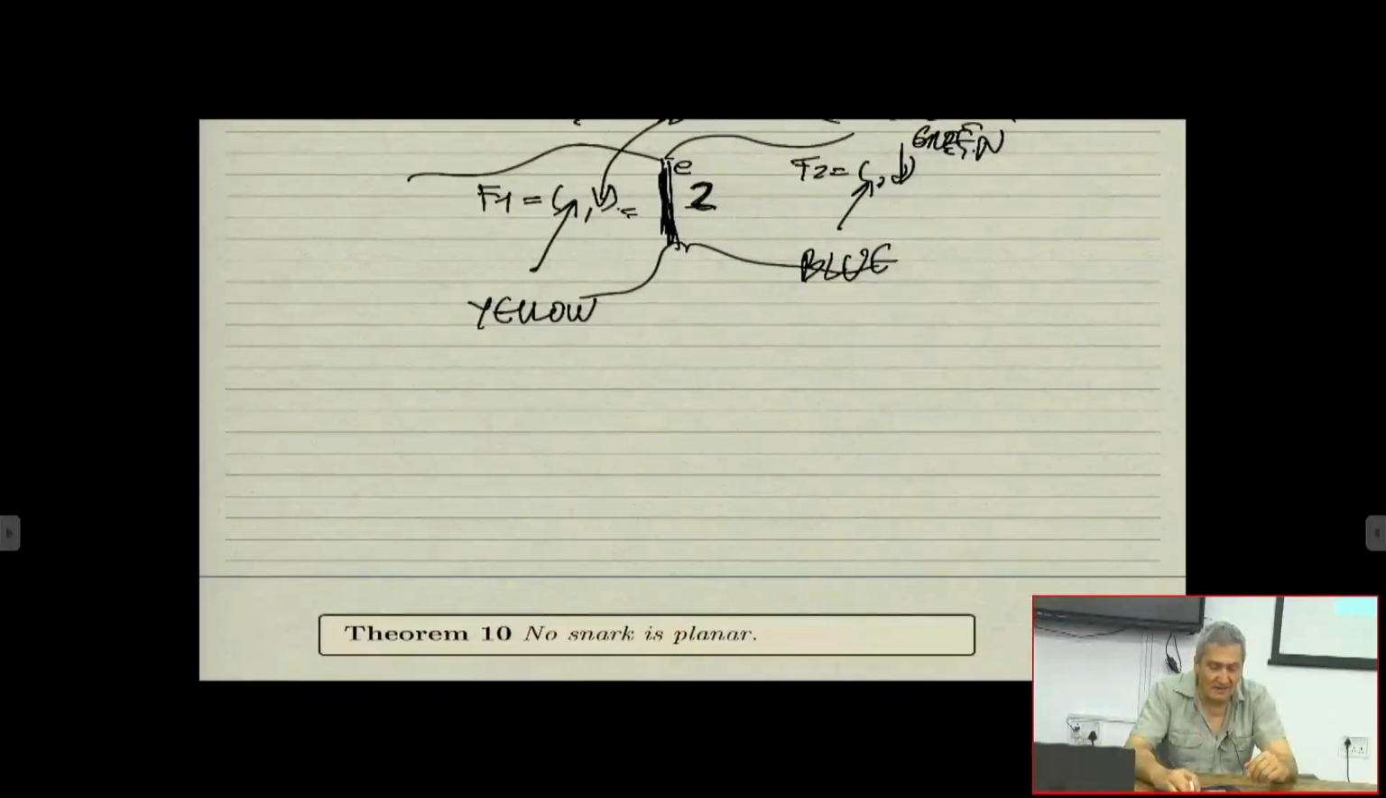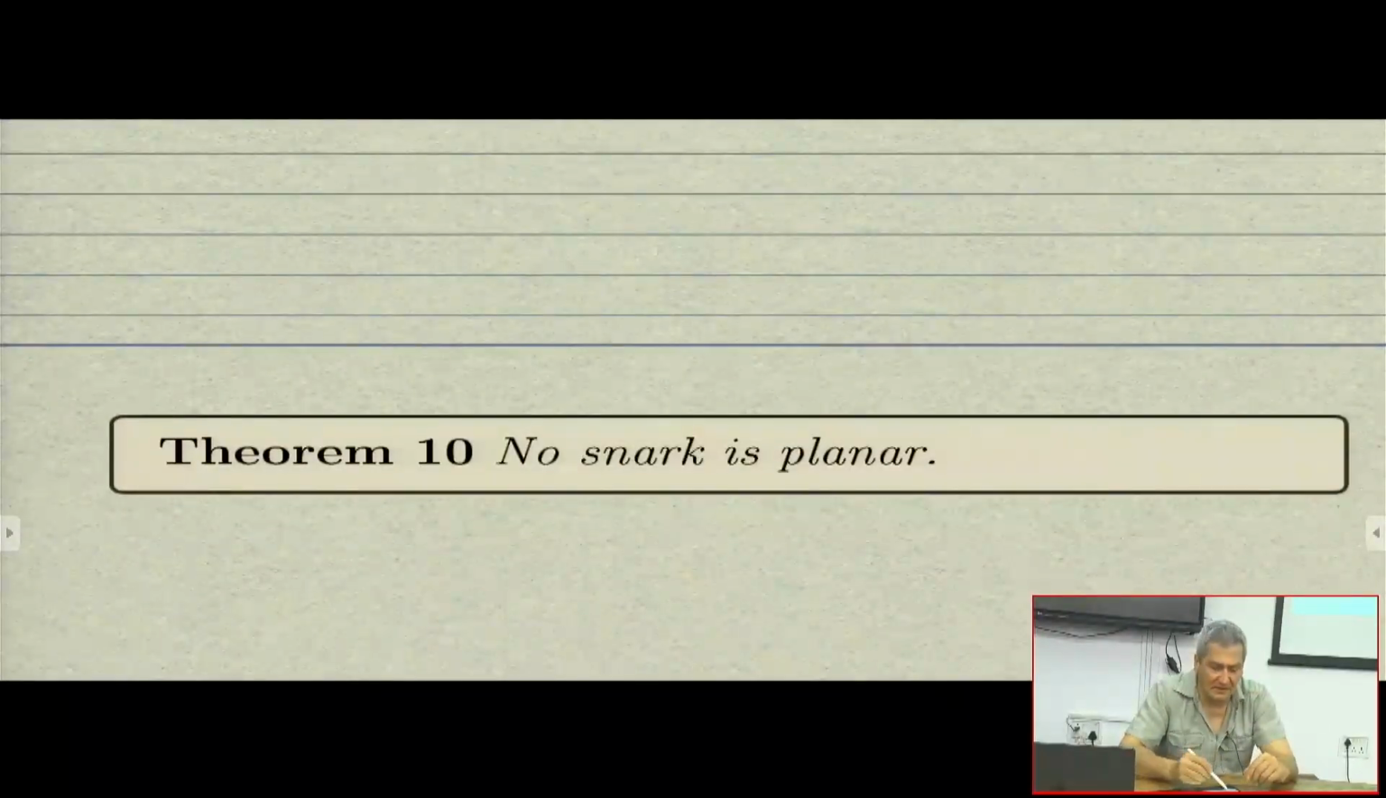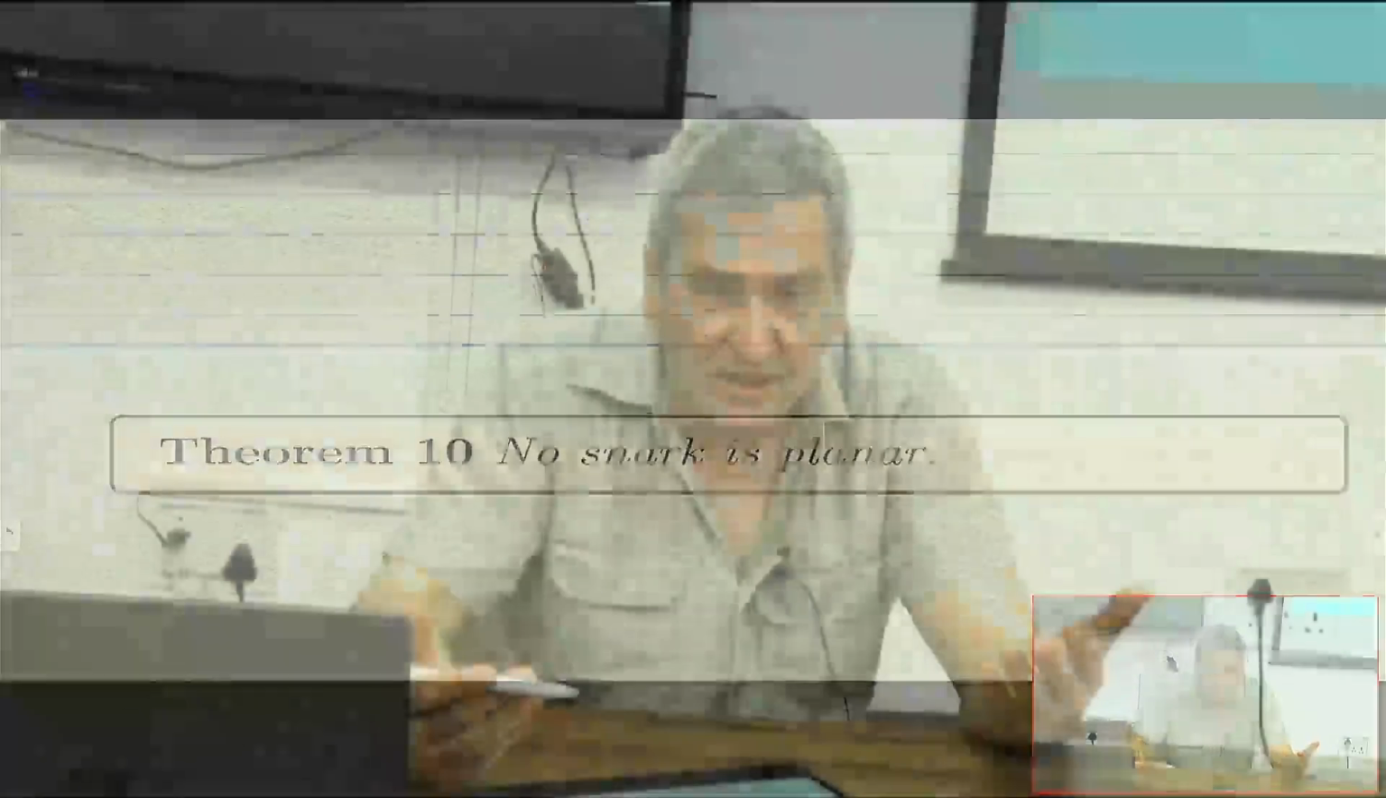And of course, this Tait theorem implies this corollary: no snark is planar. No snark is planar, because snarks are not 3-edge colorable, and Tait proved that every 3-connected cubic planar graph is 3-edge colorable. Actually, he proved it is equivalent to the 4-color theorem, but later, 100 years later, they proved the 4-color theorem.